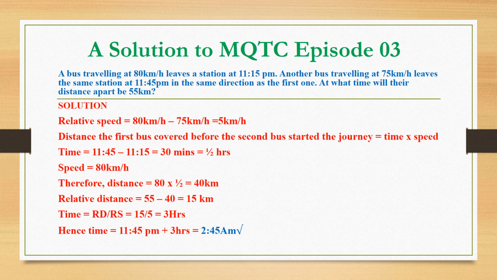Because we are supposed to give the actual time that the distance between them became 55, you take the latest time, that's the time the second bus started the journey, which is 11:45. You add 3 hours, and that will give you 14:45. That's in 24 clock system. But if you want to put it in 12 clock system, it is supposed to be 2:45 a.m. Thank you for listening to me.